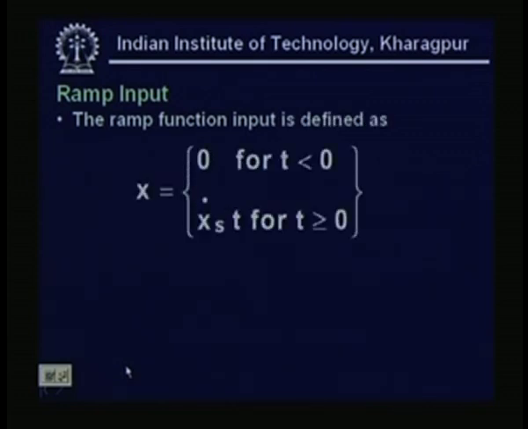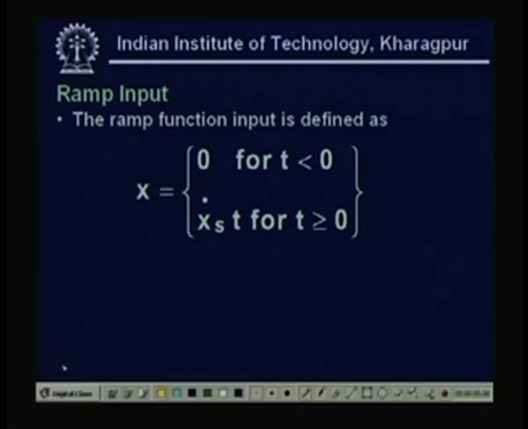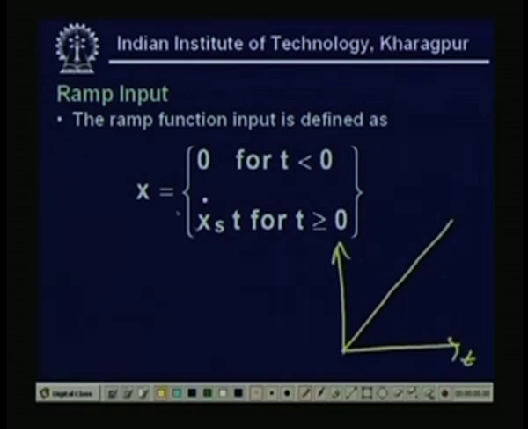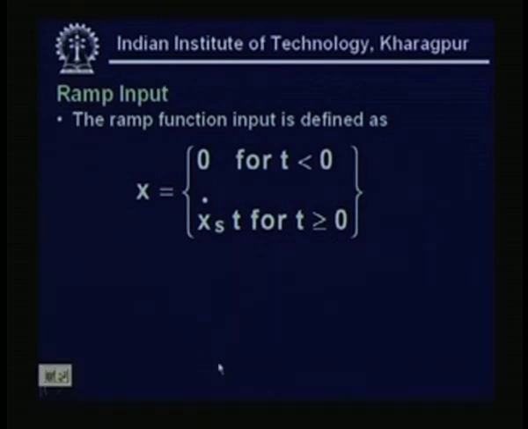Now, the ramp function input is defined as x equal to 0 for t less than 0, and x equal to xs dot into t for t greater than or equal to 0. It looks like this: it is time varying and goes on increasing like this. This is t. At any time the value of x is xs dot multiplied by t. Slowly it is increasing. So, this is our ramp input.